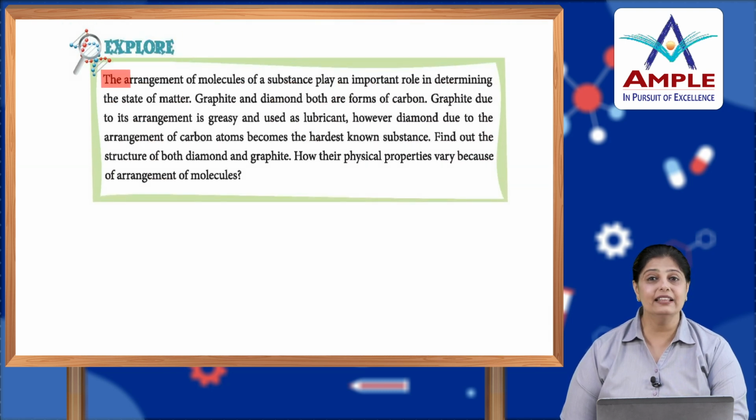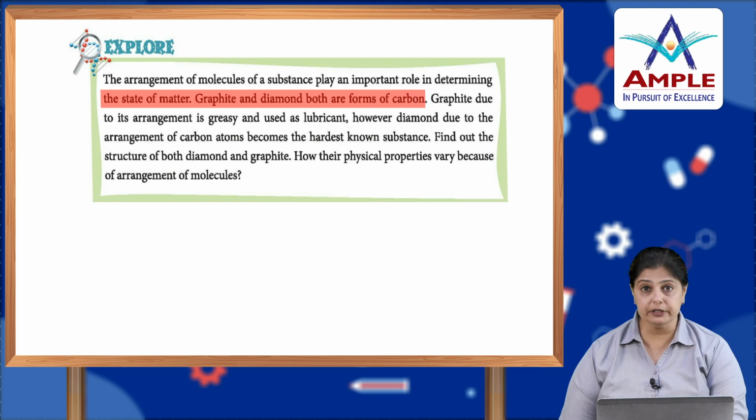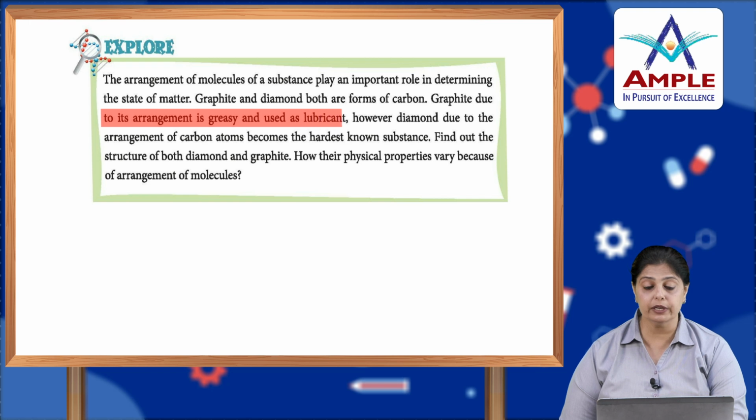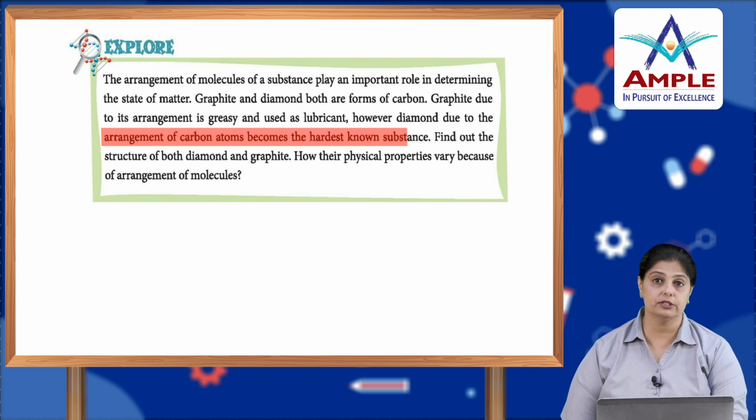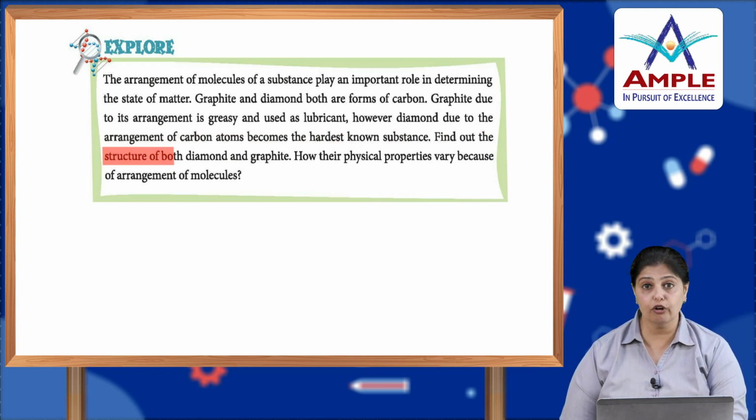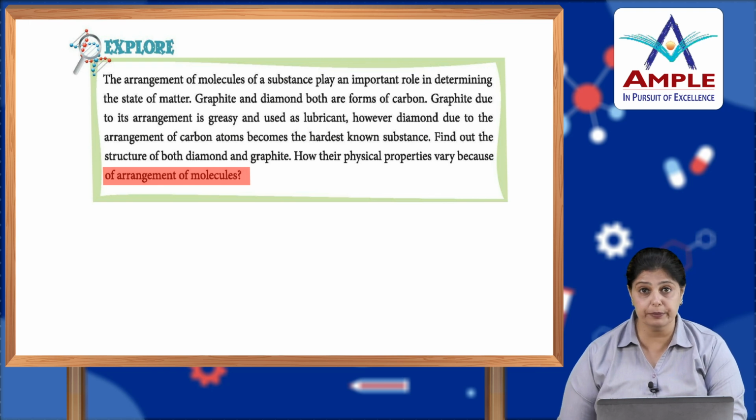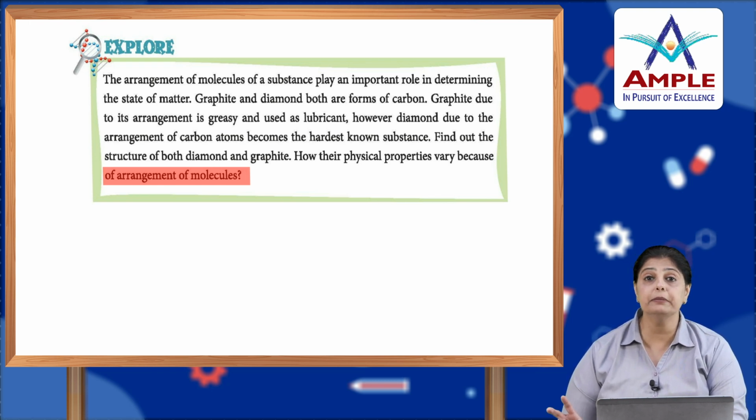Alright, now explore. The arrangement of molecules of a substance plays an important role in determining the state of matter. Graphite and diamond are both forms of carbon. Graphite, due to its arrangement, is greasy and used as a lubricant. However, diamond, due to the arrangement of carbon atoms, becomes the hardest substance. Find out the structure of both diamond and graphite, and how their physical properties vary because of the arrangement of molecules. So, find this information about the difference between a diamond and graphite.